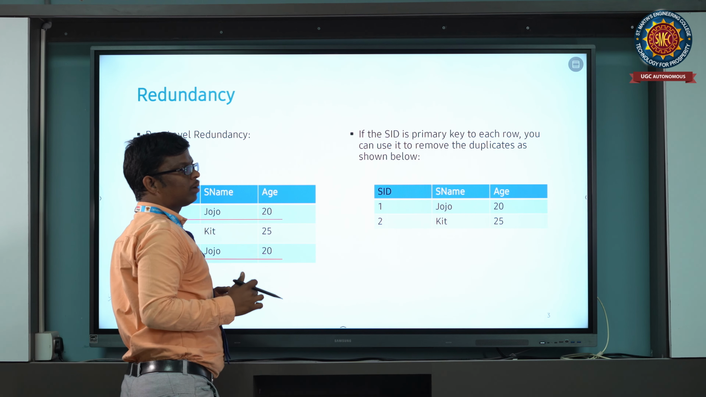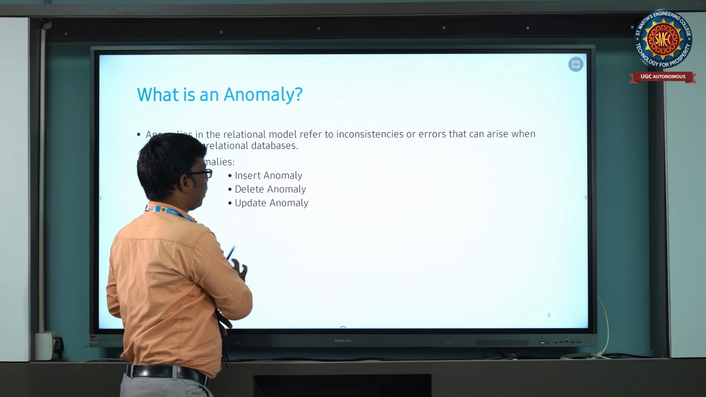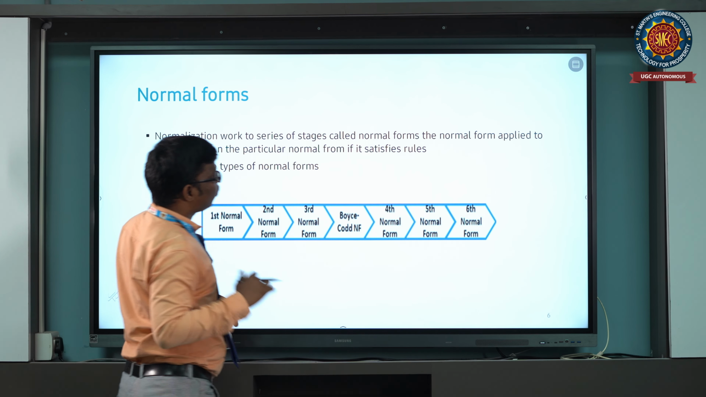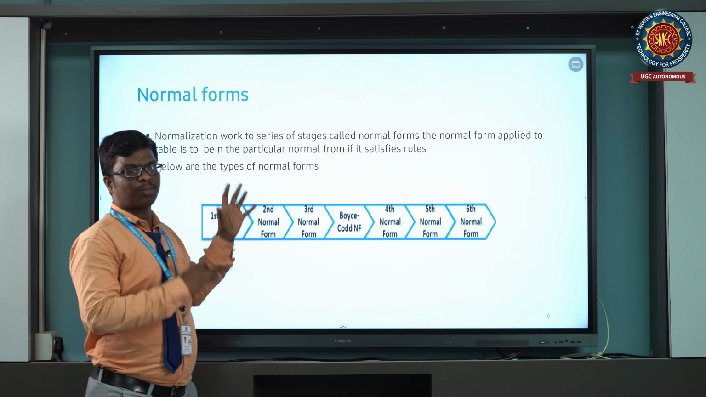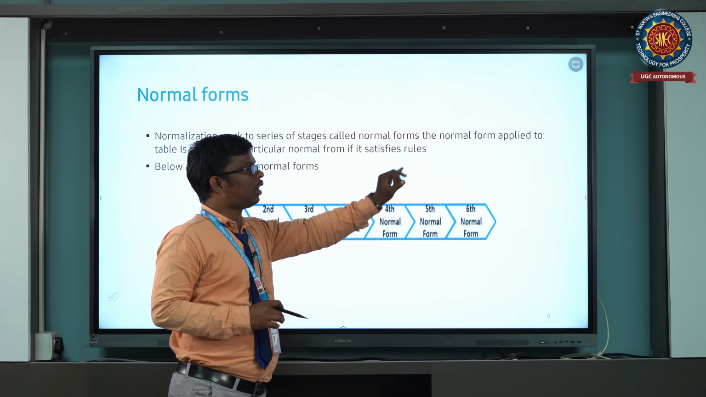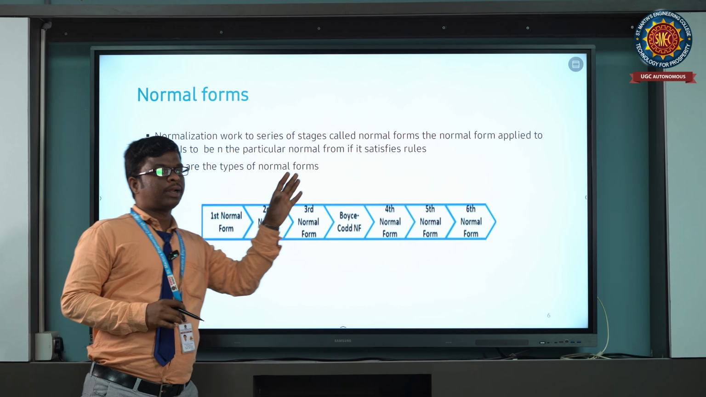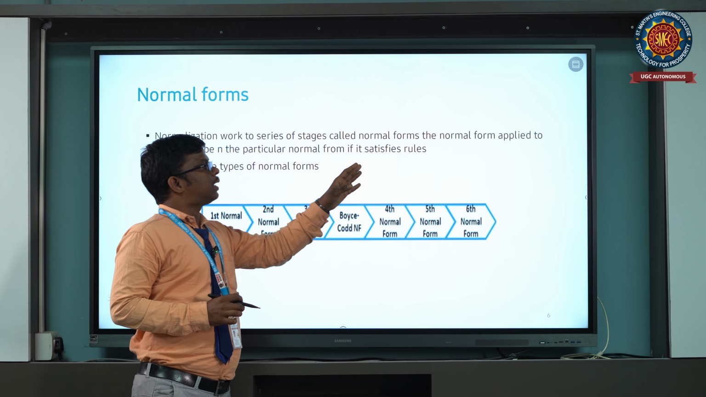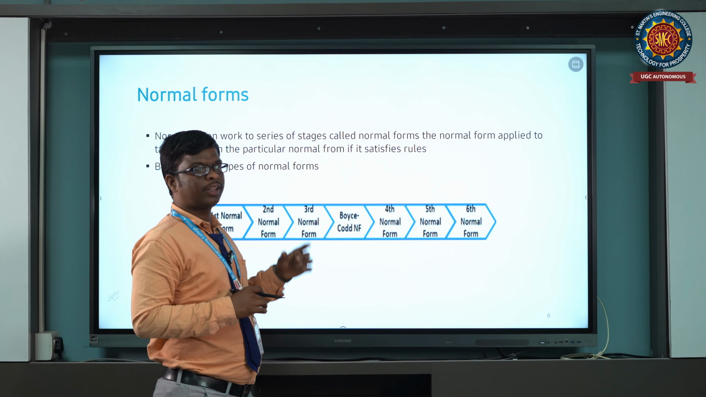Majorly we have 6 types of normal forms. I will explain what a normal form is. Normalization works through a series of stages called normal forms. The normal forms are applied to a table, and the table must satisfy the rules of that particular normal form.